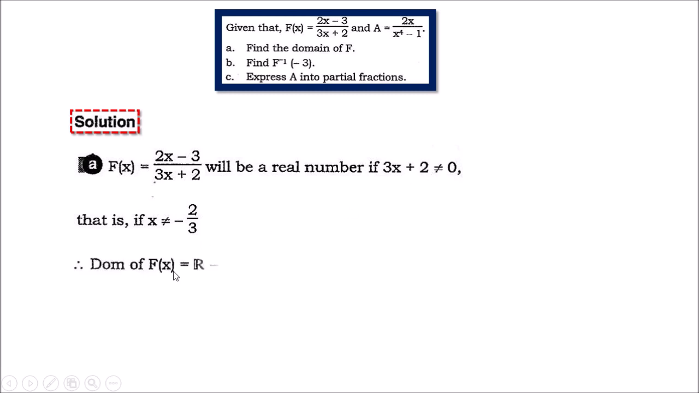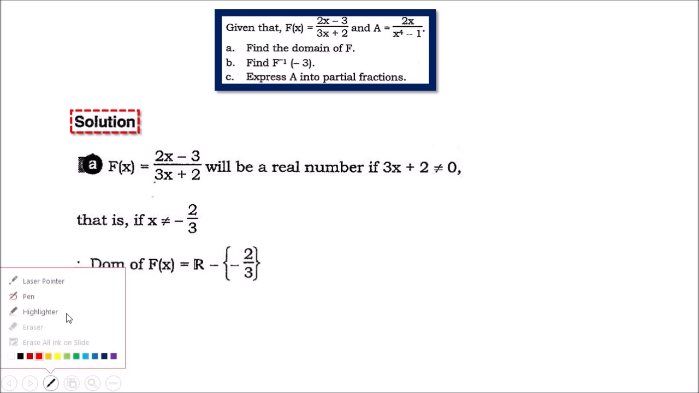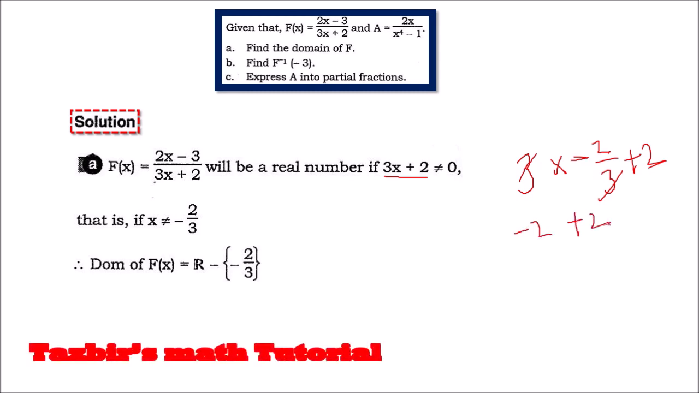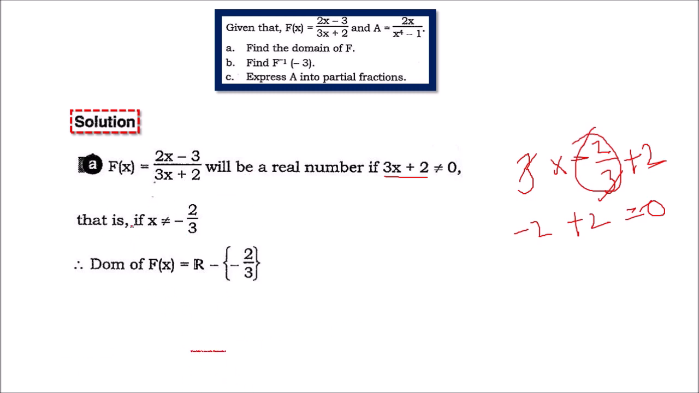That means we have to skip this number for x. The denominator 3x plus 2 is not equal to 0, so x is not equal to minus 2 by 3. Let me show you that way. If I put the value here, 3 into minus 2 by 3 plus 2, you will see the 3 and 3 will be gone. So it will be minus 2 plus 2, which equals 0. So if I put that value, the whole thing will be 0, so we have to skip this one.